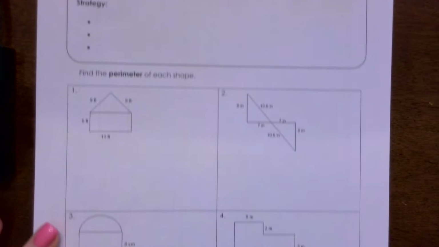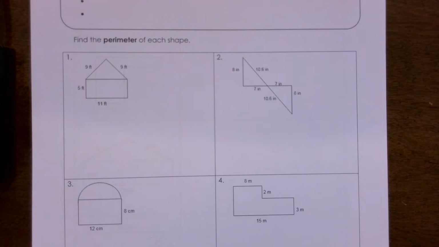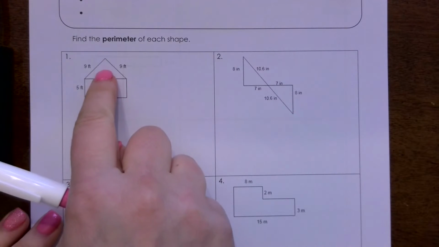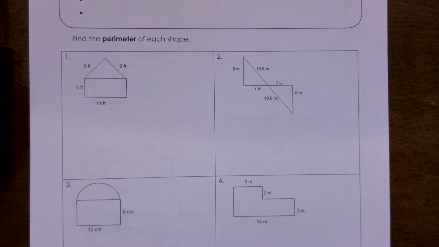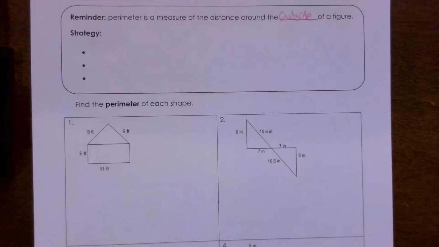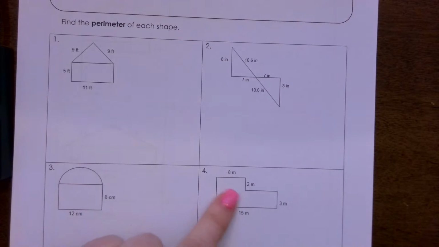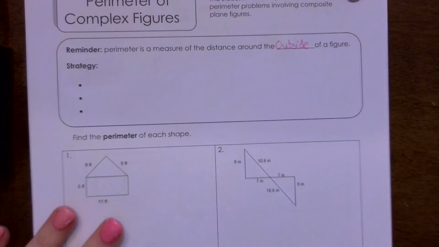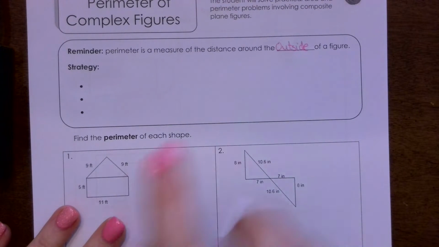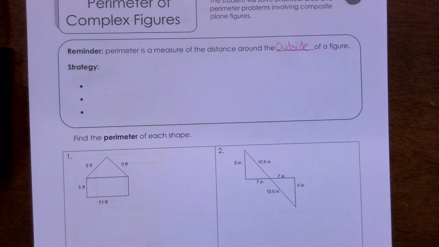So with complex figures, if we look at a couple, you can see there's more than one shape going on. That's a complex figure. I've got a rectangle and a triangle. I've got two triangles. I've got a rectangle and half of a circle. And it looks like I kind of have two rectangles, maybe a square and a rectangle going. So that's what we mean by a complex figure. And remember, we're just looking at the outside.